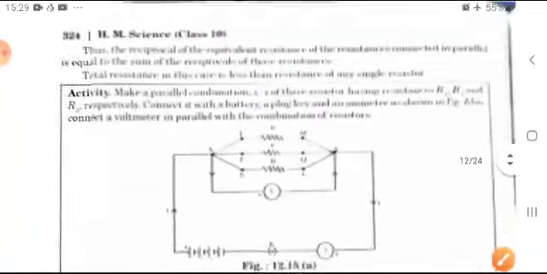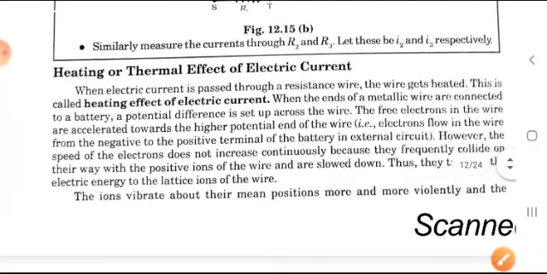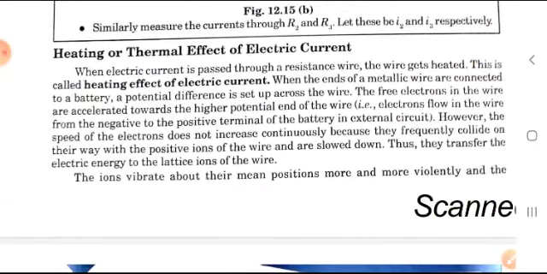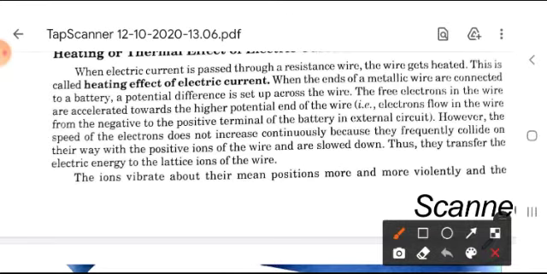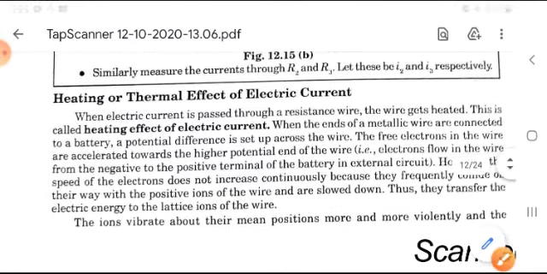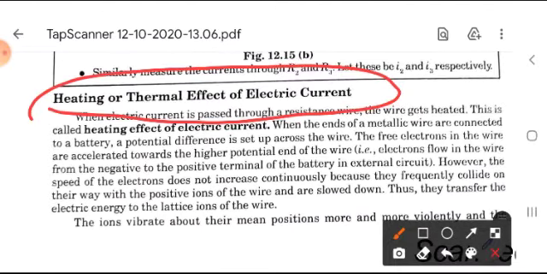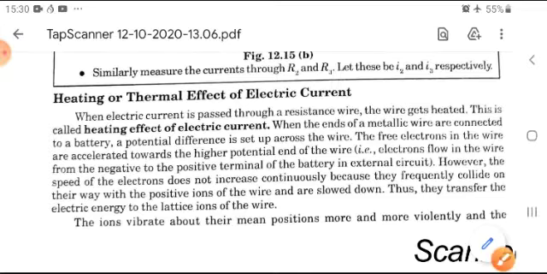Now moving forward, let's touch on some other topics. Suppose heating or thermal effect of electric current, which is given here. Suppose you want to warm water in the winter season, then you use an immersion rod, geyser, or many other things that take electrical energy and convert it into thermal energy. This topic will be explained properly in the next video.